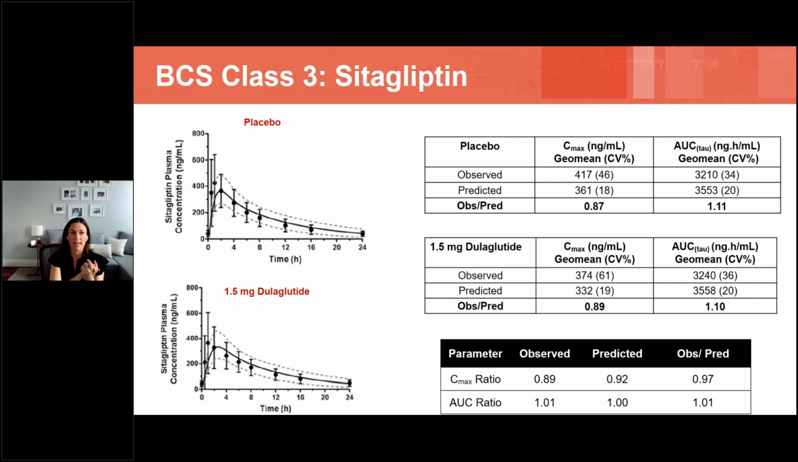The other compound we had in the BCS class 3 category was sitagliptin. For this, again, we built our own models based on published data, and the model can reproduce the pharmacokinetics in the placebo arm and with 1.5 milligram dulaglutide. And again, the model reproduces the observation that there's really no impact on the pharmacokinetics, on the Cmax or the AUC of sitagliptin.